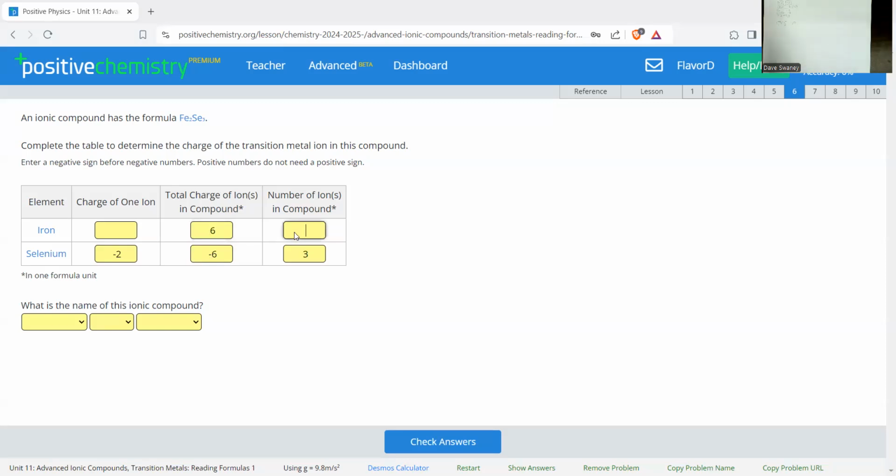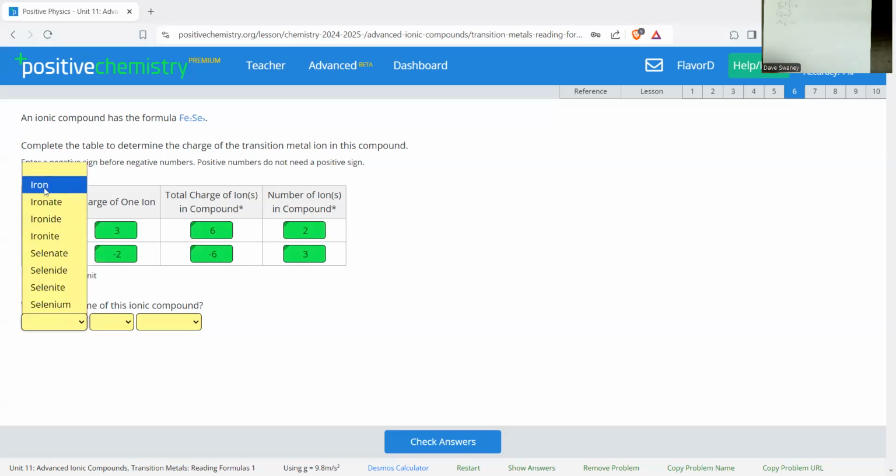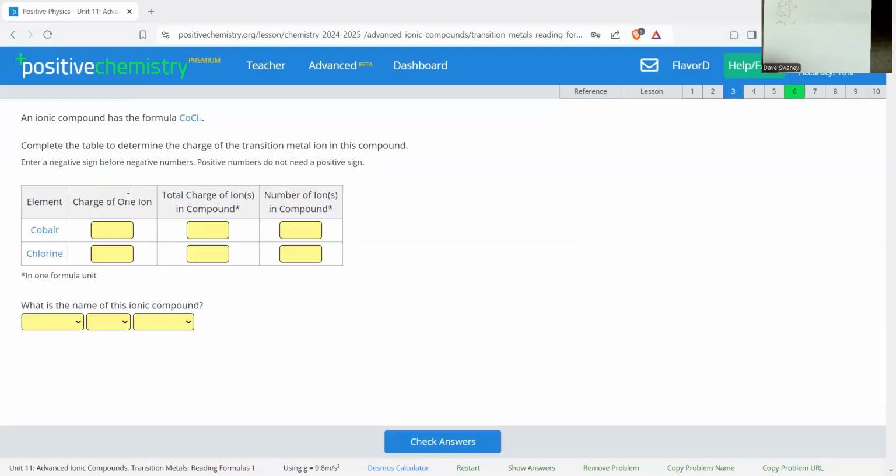And how many irons were there in there? How many iron atoms? 2. So how many did I use? 2. What's the charge then? If 2 of them turned into 6, the charge was +3. So what's the name of this? Well, the positive goes first, so it's iron. And what was the charge? It turned out each was a 3, so Roman 3. And then we don't use the in part, we use ide, so selenide. Let's do another one. Now let's do a more complicated one.